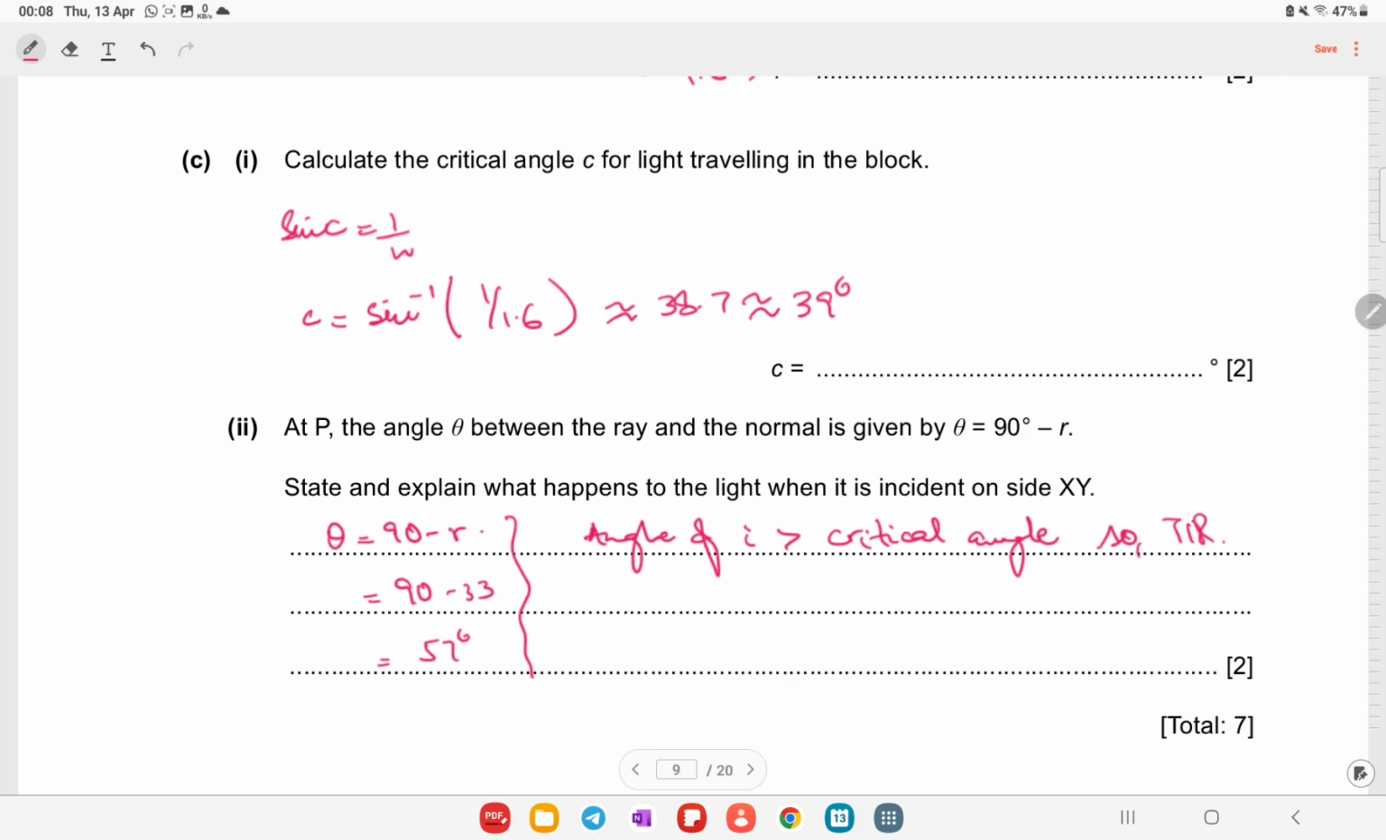At P, the angle theta between the ray and the normal is given by theta equals 90 minus r. State and explain what happens to the light when it is incident on the side XY. When you put the angle of refraction in this formula, it is going to be 57, and the angle of incidence is greater than the critical angle. So obviously there will be total internal reflection in this scenario.